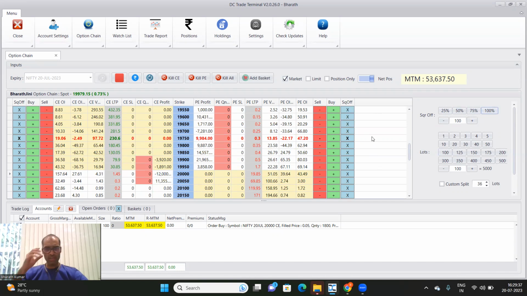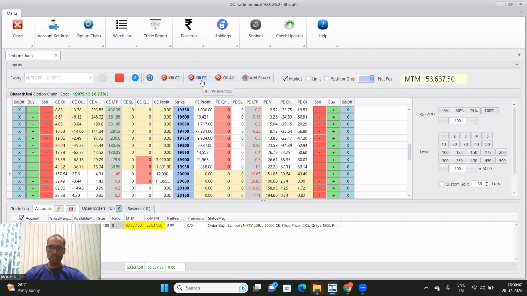Let's say markets are going up and the calls are exploding. You want to exit calls. You press this kill call button. Every call position, let's say you have 2, 3, 5, 10 strikes, doesn't matter. If you say kill call, all the call positions will be squared off. First it will square off the sell and then it will square off the buy. Because if you square off the buy and then try to square off the sell, there is a margin issue that's going to come. So it will square off sell first and buy later on.